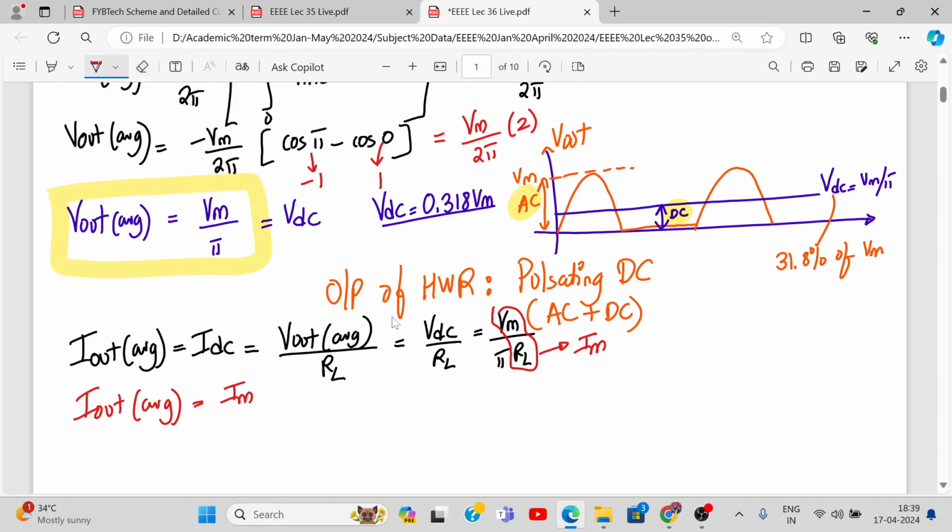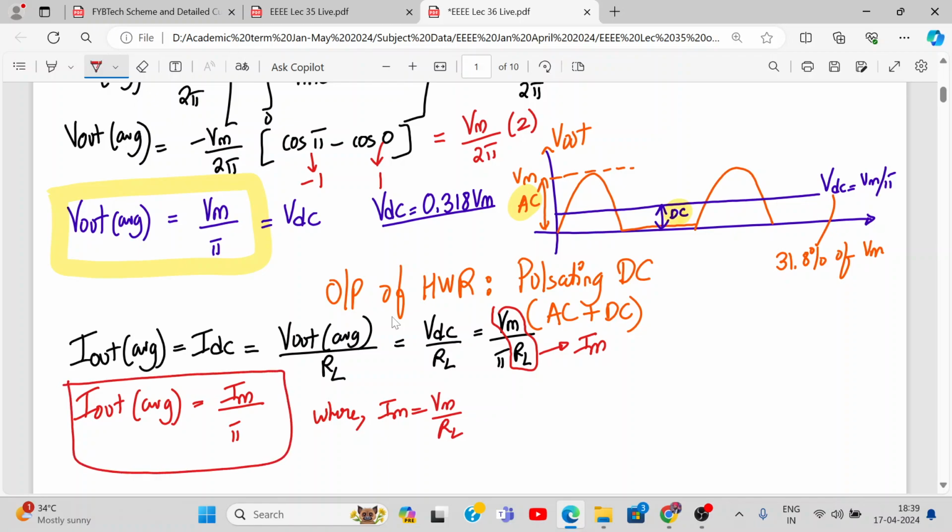VDC is Vm by pi. I out average is Im by pi, where Im is Vm upon RL. So this is average output current, load current. I hope you have written it down.